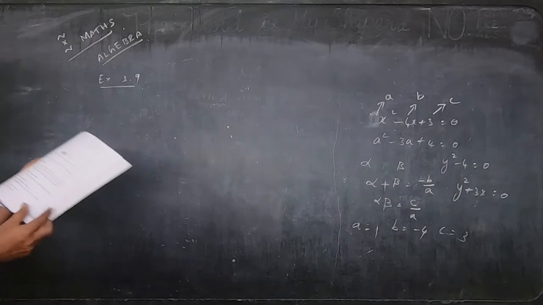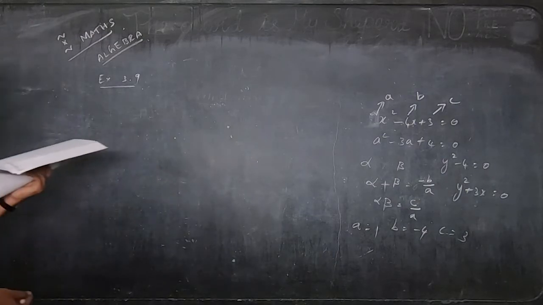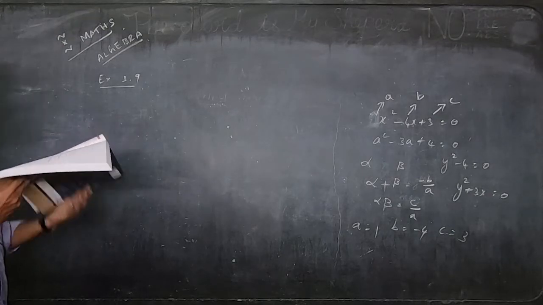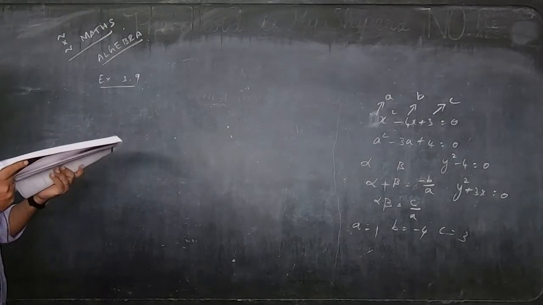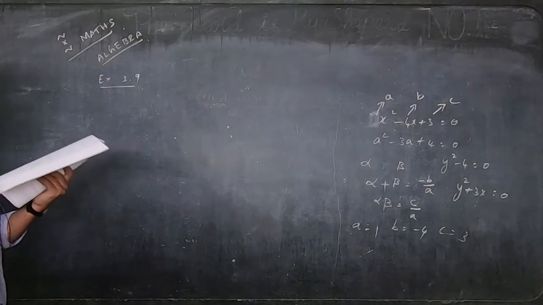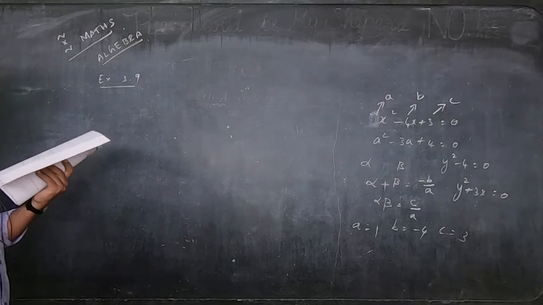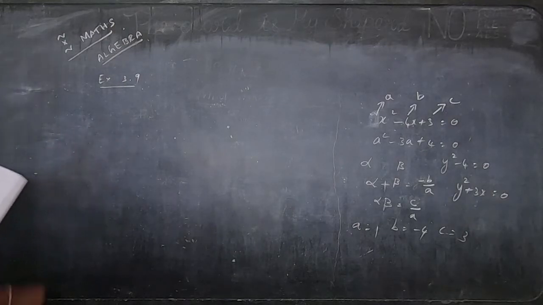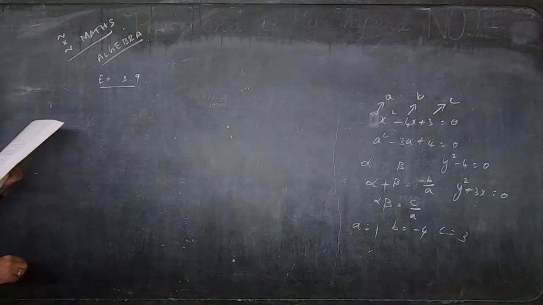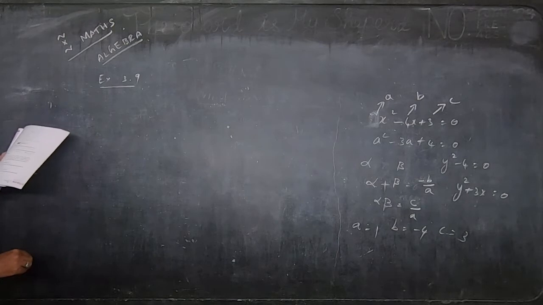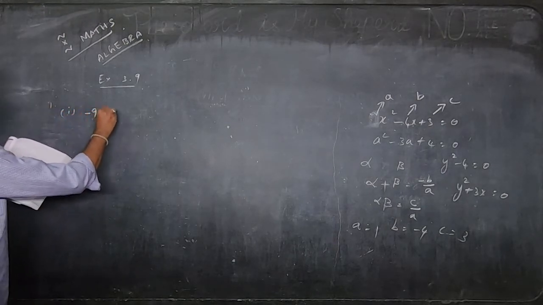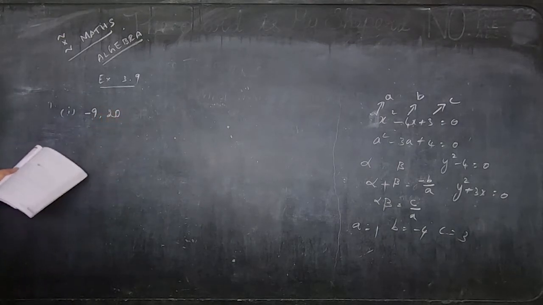Okay, so we move on to the exercise. Before that, we can directly move to one of the example sums so you can understand. Page number 109, exercise number 3.9. Work out the first question: determine the quadratic equation whose sum and product of roots are minus 9 and 20.